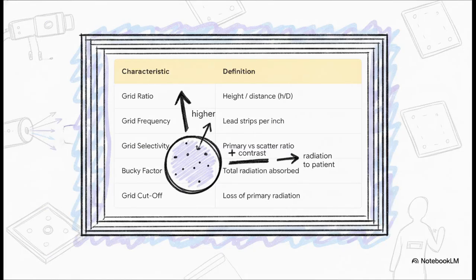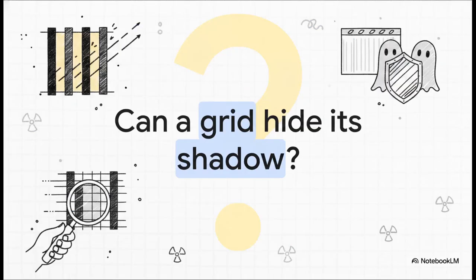Now, grids have several technical characteristics, but the absolute most critical trade-off lies in the Bucky factor. The Bucky factor measures the total quantity of radiation the grid absorbs, and this reveals a really tough compromise in radiology. See, while higher ratio grids do an amazing job of clearing up image contrast by eating that scatter, they inevitably absorb a big chunk of the primary X-rays too. Because of this loss, you actually have to crank up the exposure factors to compensate, meaning, unfortunately, more total radiation exposure for the patient. And that brings up a really fascinating mechanical dilemma.